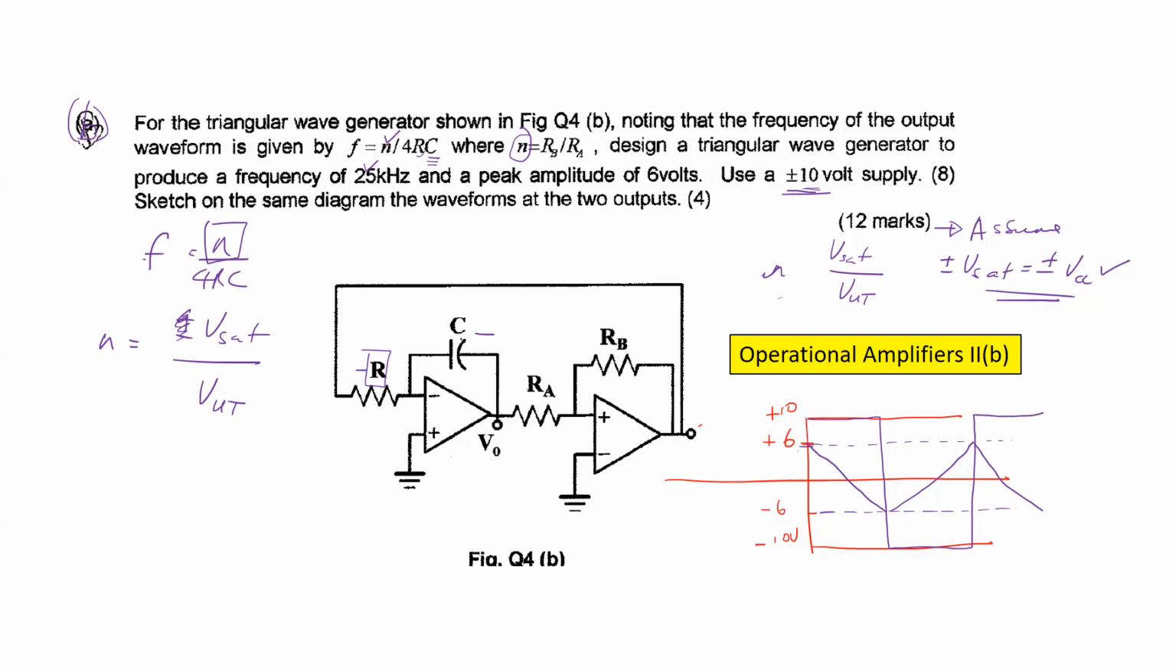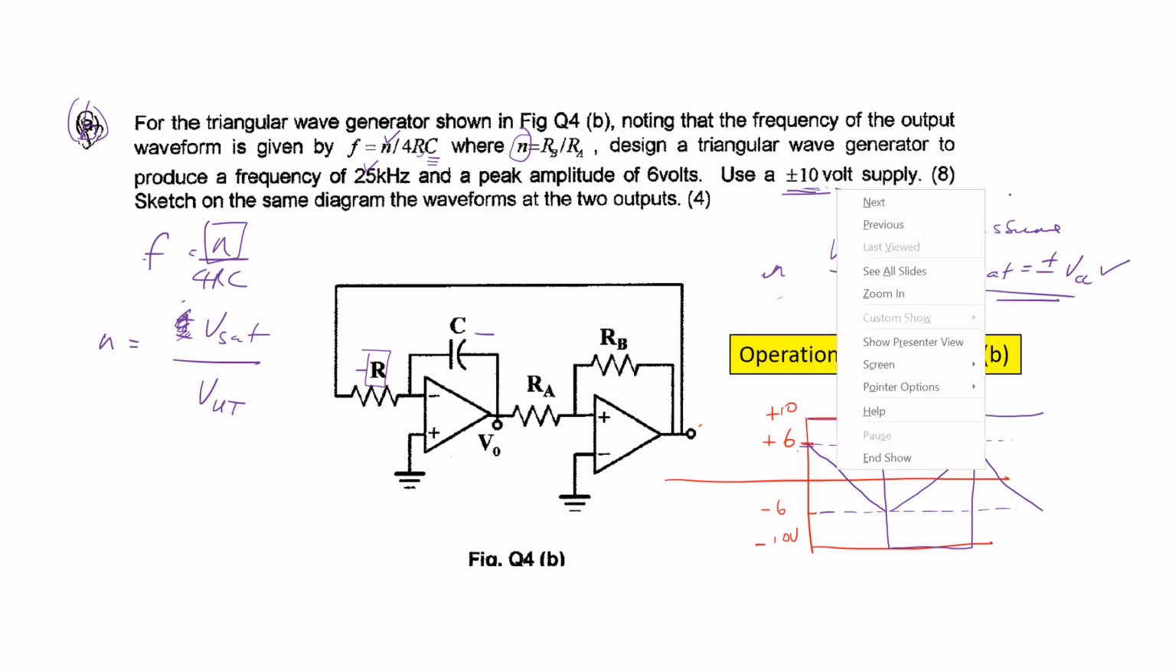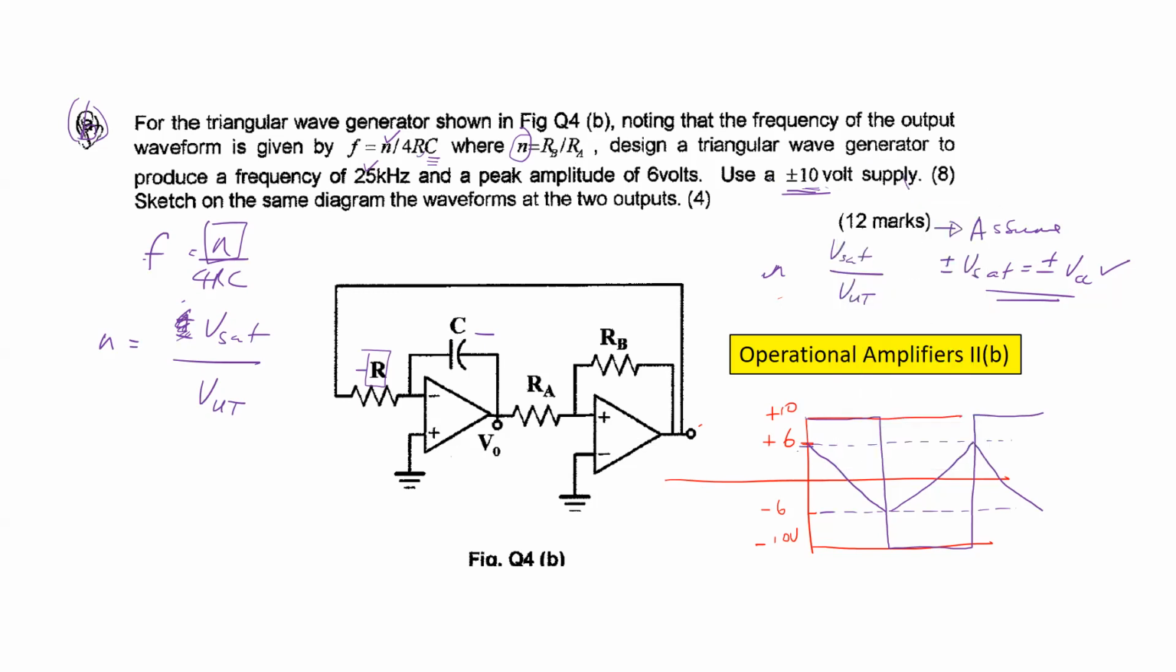So VSAT divided by that. VSAT now, they're given VCC. So you have to make a little assumption for me. Do I assume that VSAT is the same as VCC? If you do, say so. Do I assume that VSAT is a little bit less than VCC, like 1 volt or 2 volts less than VCC? Say that. And then once you do that, that allows you to calculate N, right?